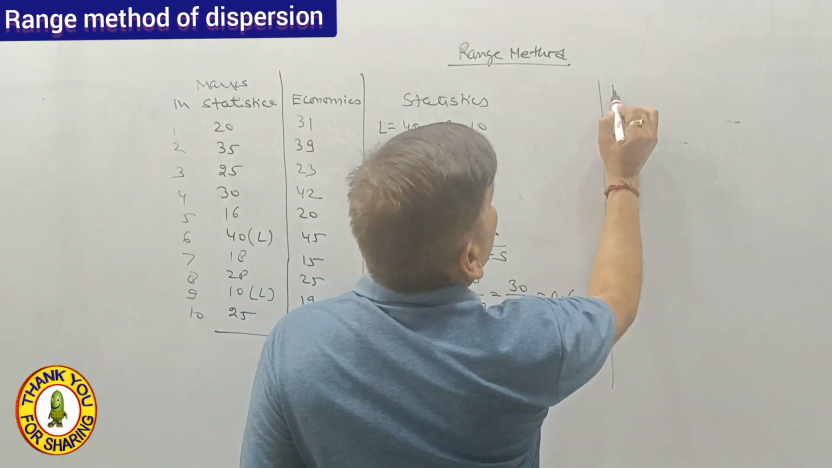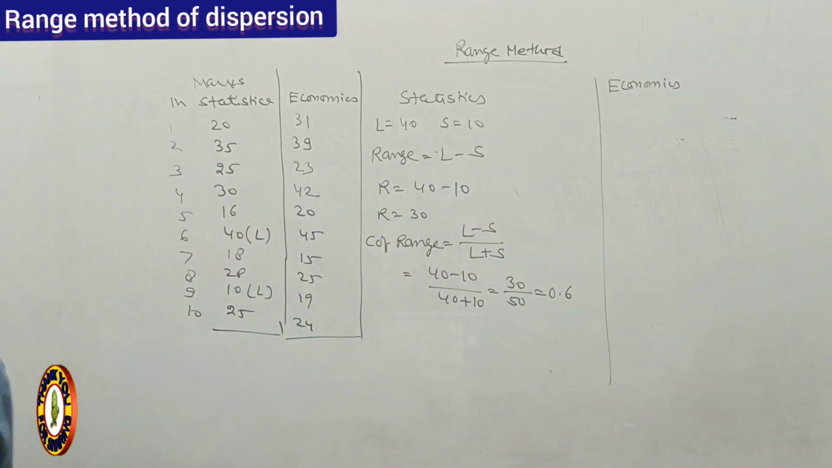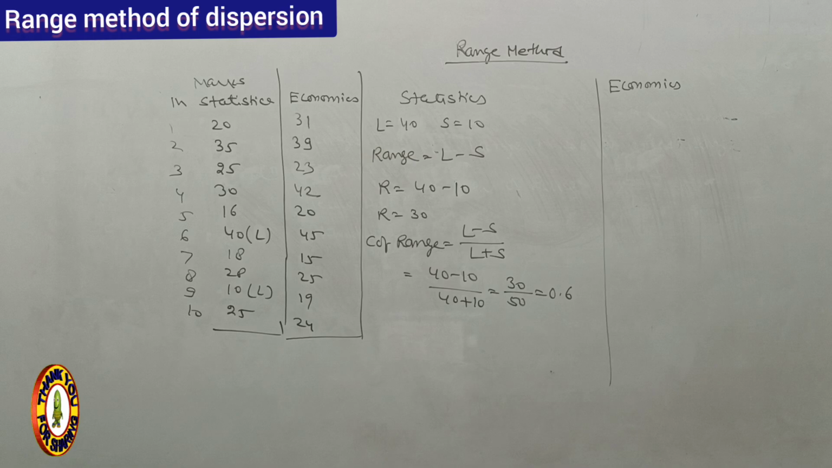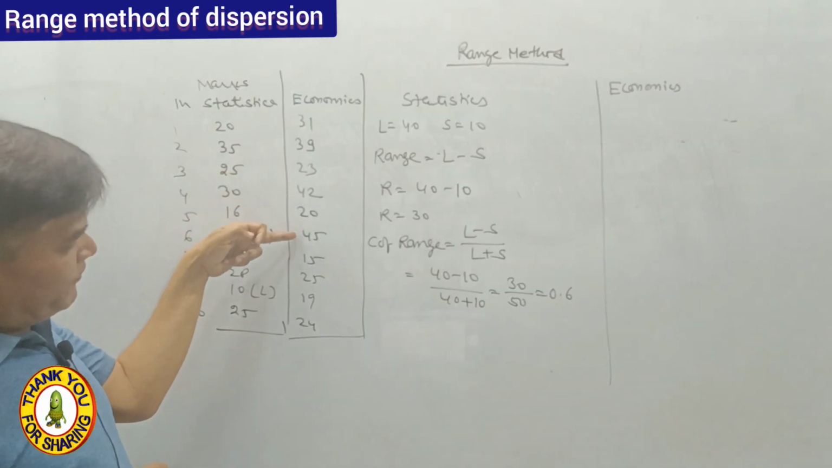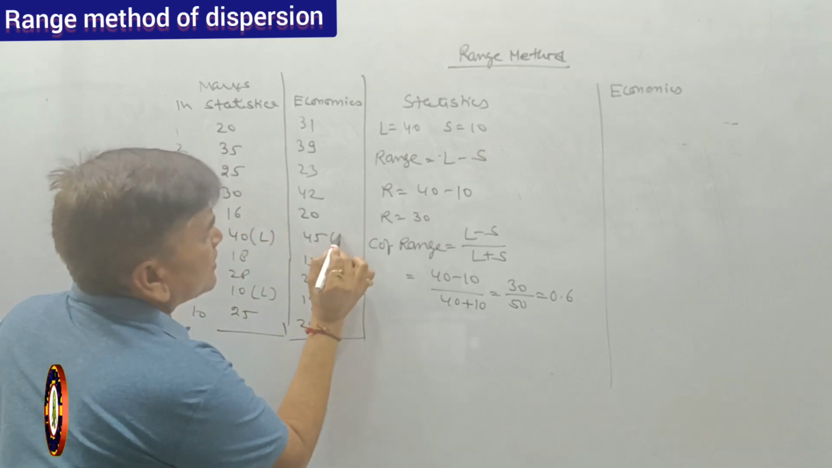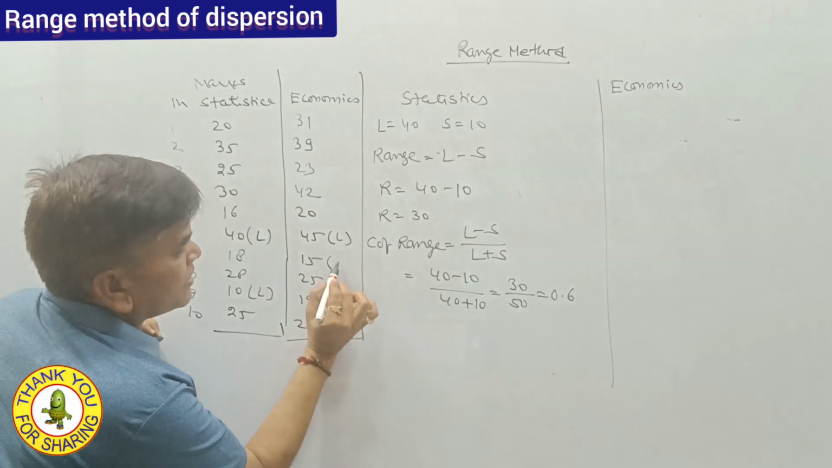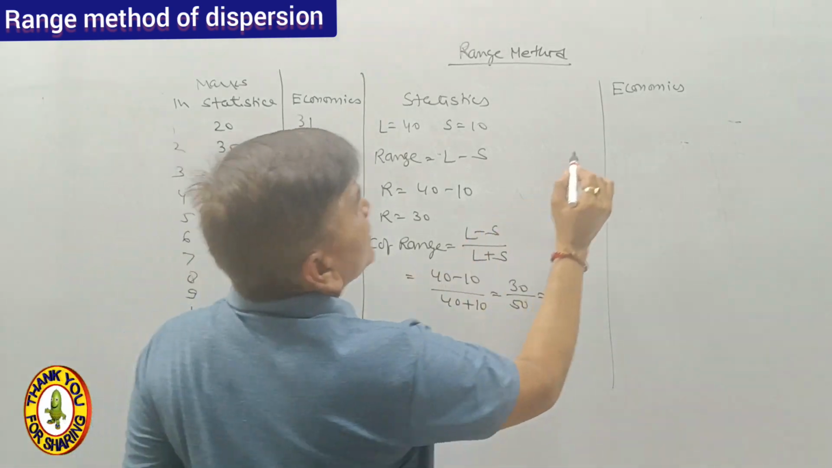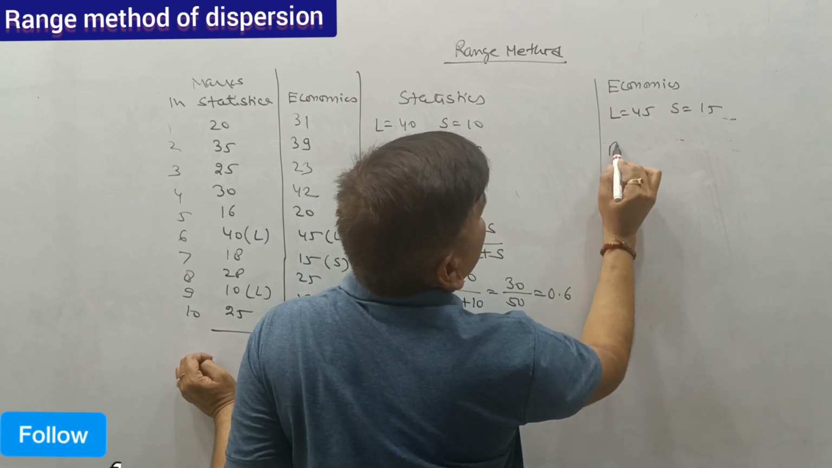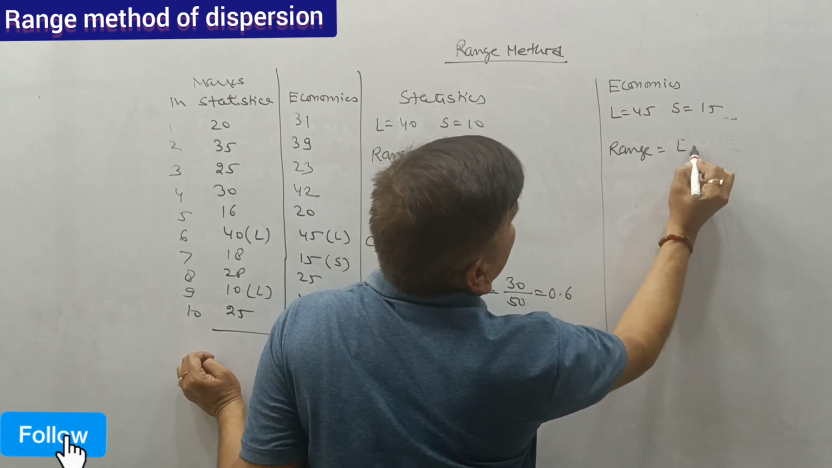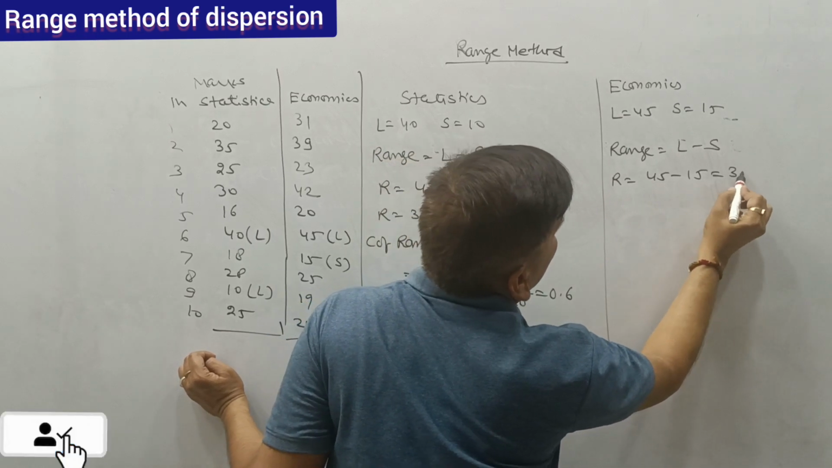Now the marks in economics. We are having the calculation in economics also. The largest marks in economics is 45 and the smallest marks in economics is 15. So the range is equal to largest minus smallest, so the range is 45 minus 15, that is equal to 30.